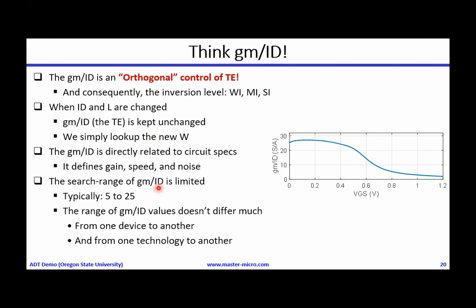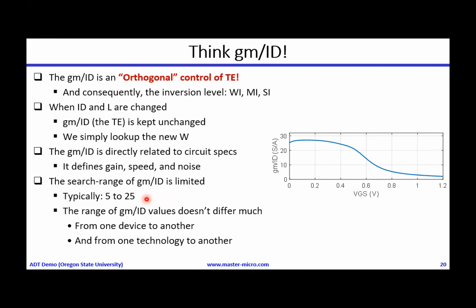The good news is that this parameter has a very limited search range. It usually ranges from 5 to 25, as we see in this curve. And the good news, again, is that it doesn't vary from one device to another, from a PFET to an NFET, from a 180 nanometer node to a 22 nanometer node, and from a low VT to high VT. All of these devices have roughly the same gm/ID range, and this range, as we see, is quite limited. So it is very easy for you as a designer to select the gm/ID that gives you the correct specs that you want by intuition.